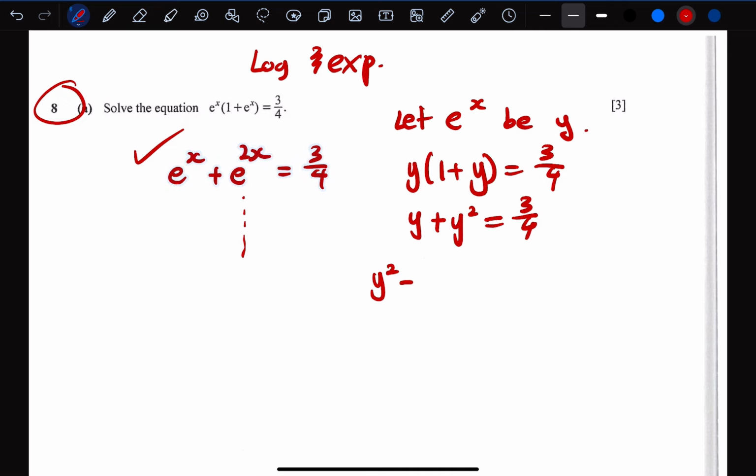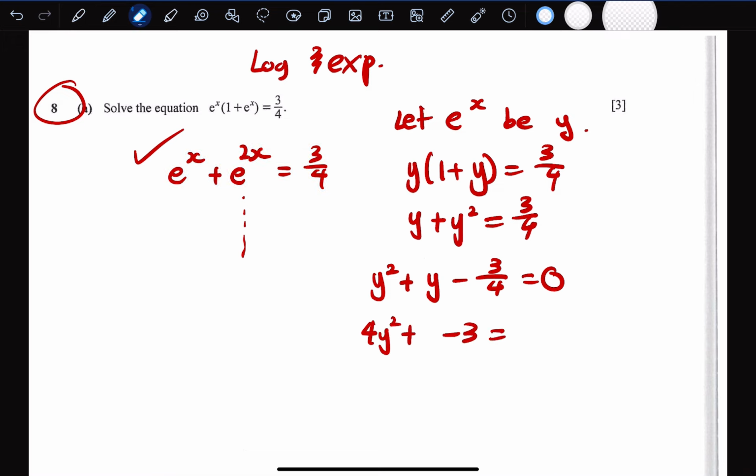And over here, I'll just rearrange my terms. Minus 3 over 4 equals to 0. I want to get rid of this denominator, so I multiply everything by 4. Oh, sorry, I missed out 4 here. So 4y minus 3 equals to 0. So this is the quadratic equation that I get.